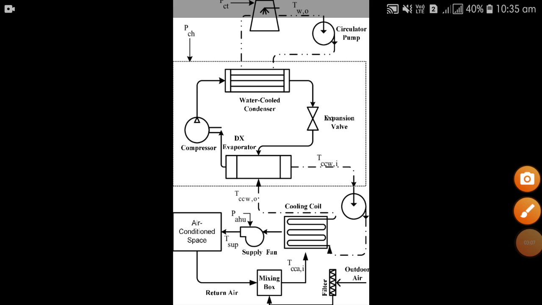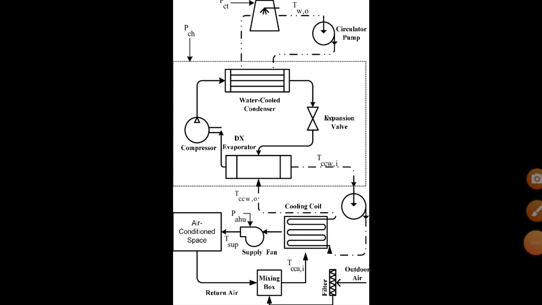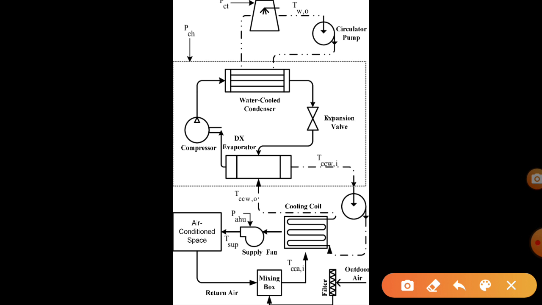Now here you can see the chilling plant of the centralized air conditioning system. We have divided this into three parts. The top part deals with your condenser cycle, the center part deals with your VCR cycle, and the last part is about your air handling unit. This is the refrigeration cycle part, which consists of a compressor, water cooled condenser, expansion device, and direct expansion evaporator, that is, DX type.